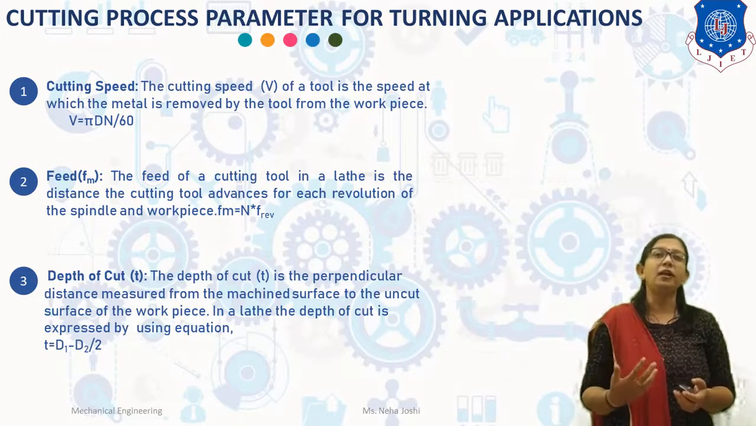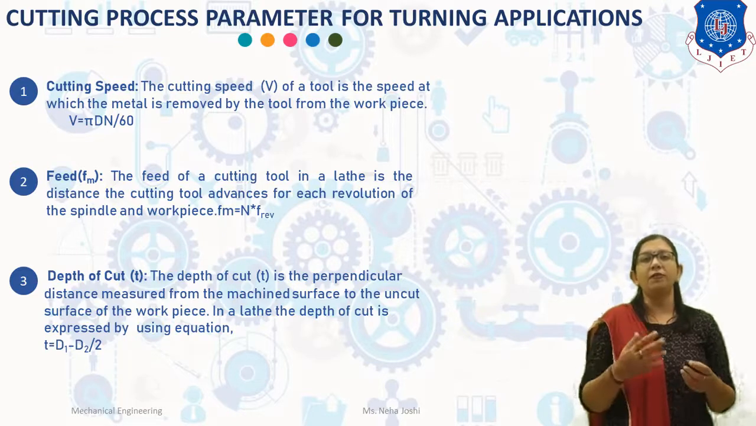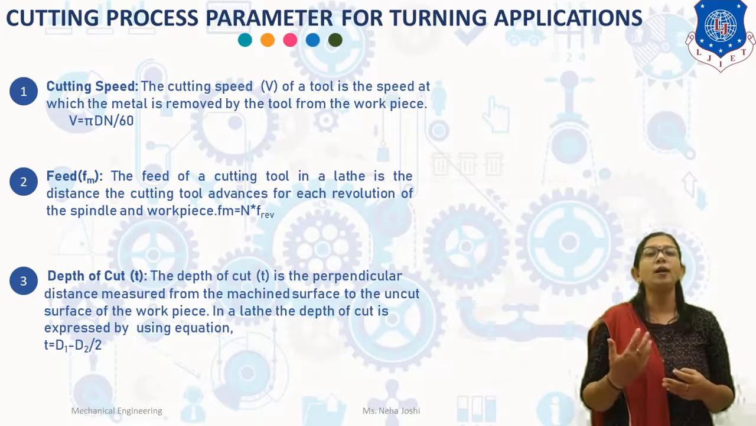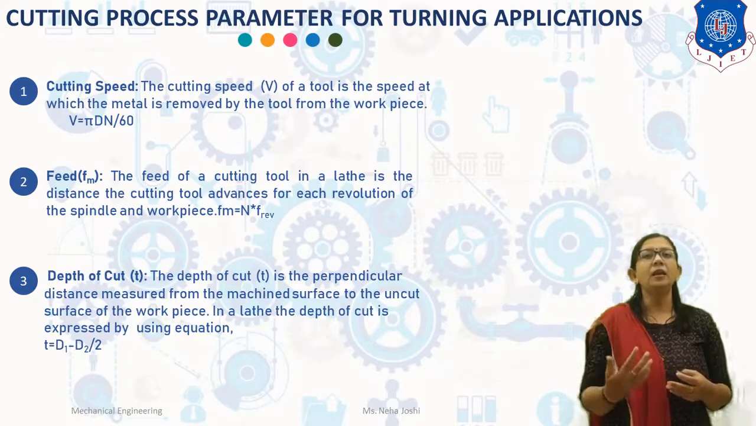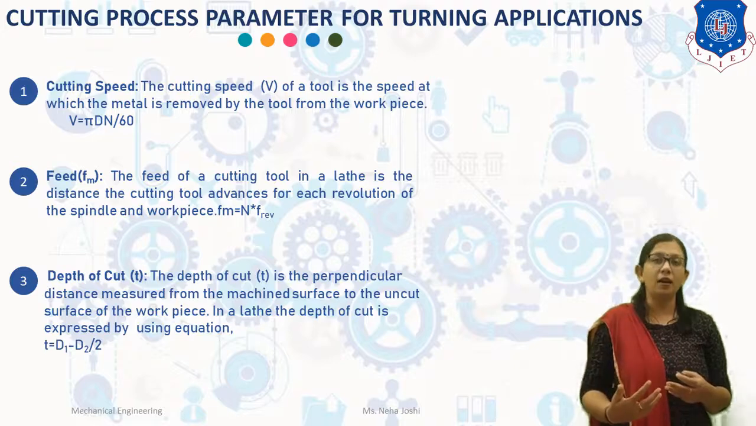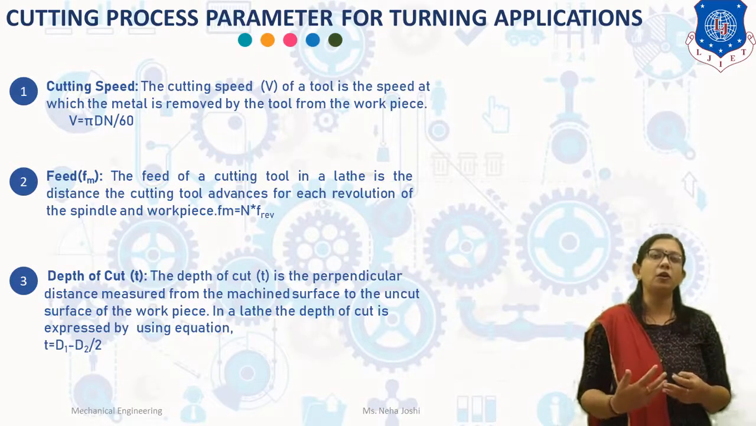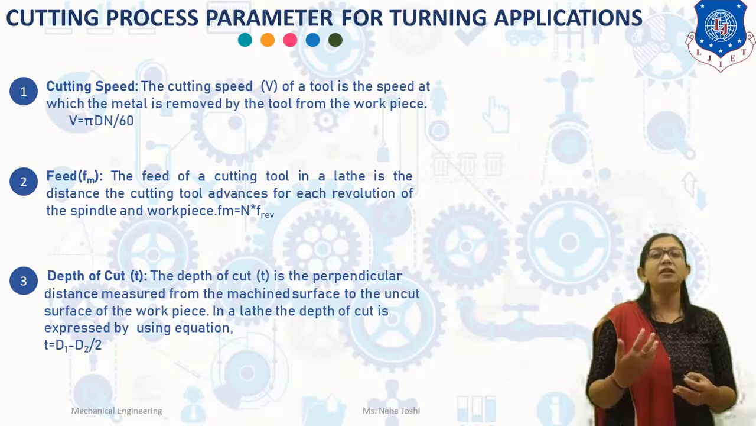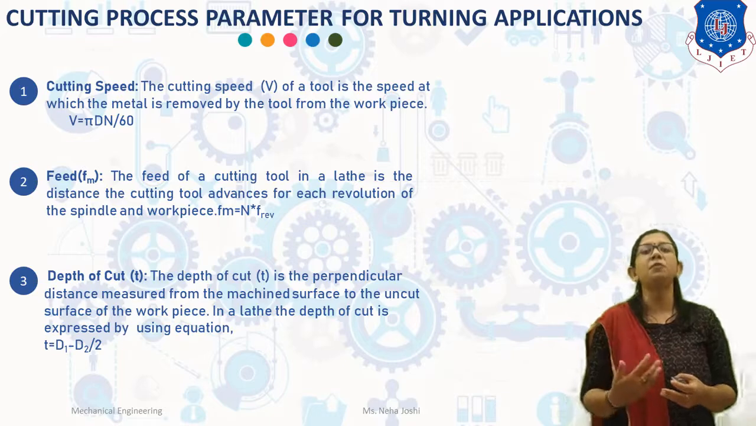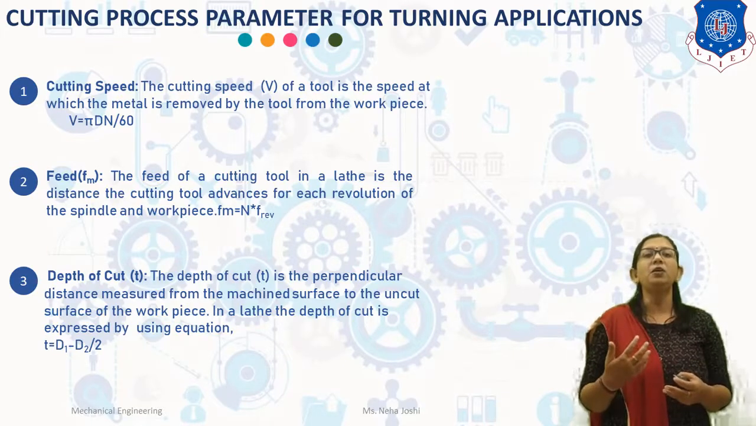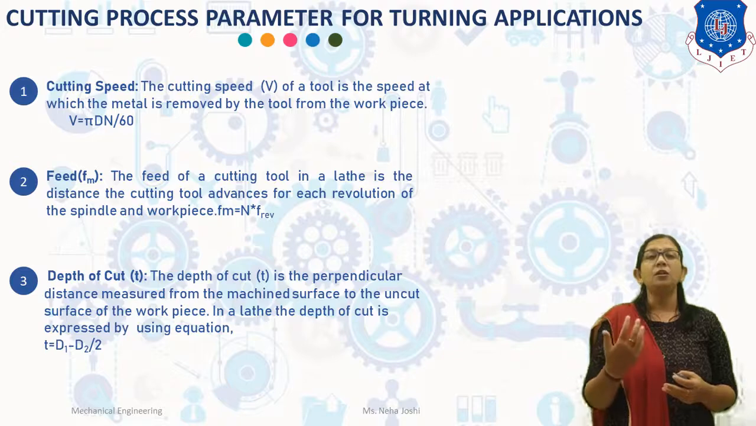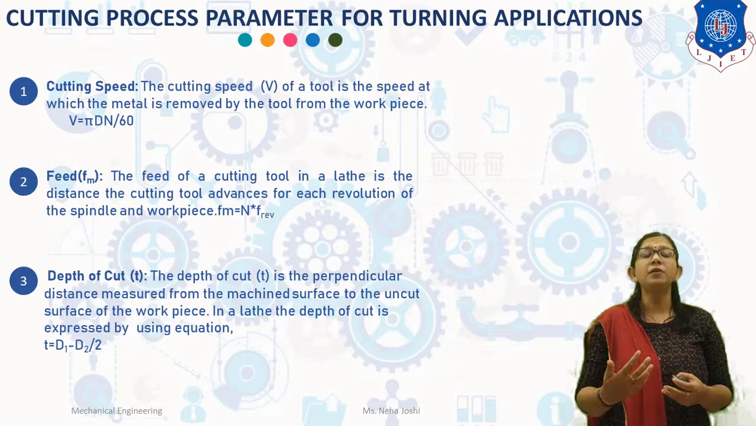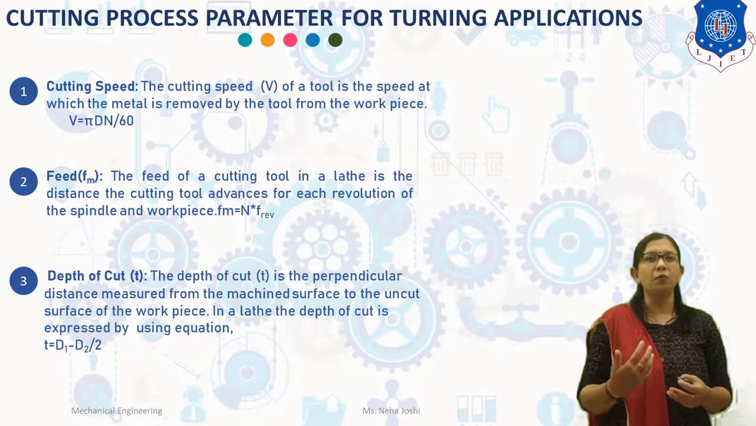Next parameter is depth of cut. Now what is depth of cut? Depth of cut is the perpendicular distance measured from the machined surface to the uncut surface of the workpiece. In a lathe, the depth of cut is expressed by the equation T is equal to (d1 minus d2) by 2, where T is depth of cut, d1 is the diameter of the workpiece surface before machining in mm, and d2 is the diameter of the workpiece after machining in mm. The depth of cut varies inversely with the cutting speed. So these are the different cutting process parameters that we have to consider.